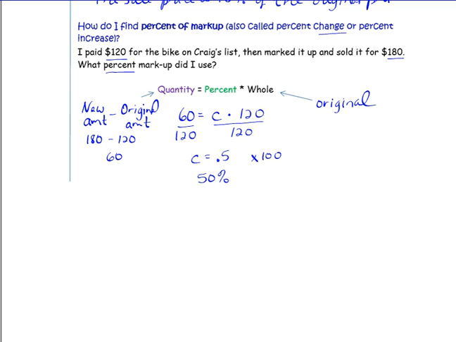What that means is $60 is a 50% markup rate. So the question was asking, how do you find the percent of markup? If you want the markup, you just subtract 120 from 180, but we want the percent markup. So you figure out what the markup is, and then you figure out what percent that is out of the whole.